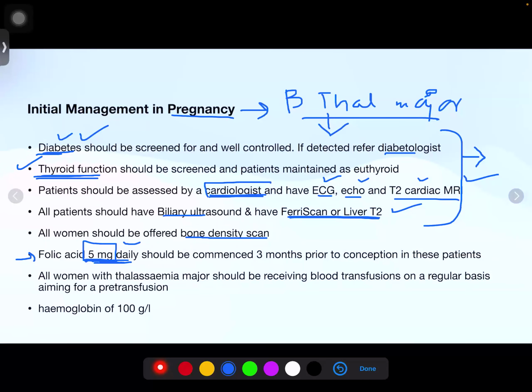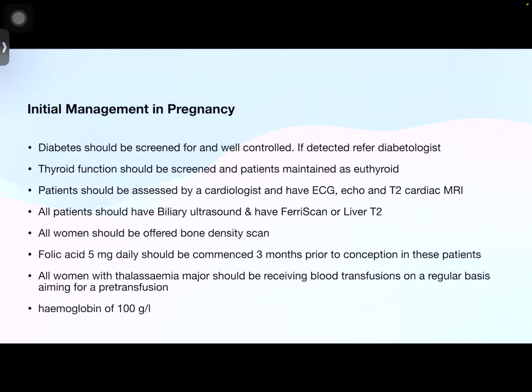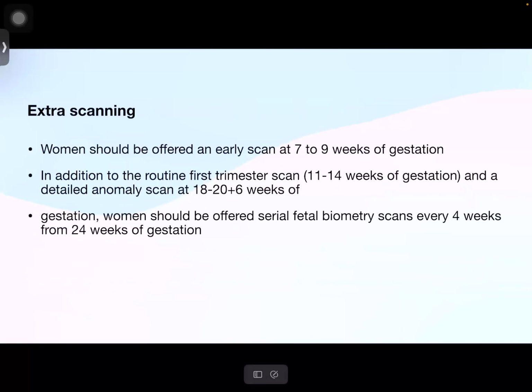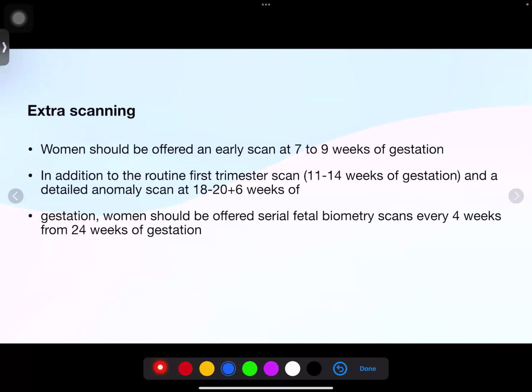Okay, so this is a high dose folic acid commenced 3 months prior to conception in these patients, and all women should be receiving blood transfusions on a regular basis for pre-transfusion hemoglobin of 10. Okay, so this was all the testing and all the management process you have to do. And the scan, what ultrasound scan should be done in this pregnancy. So the first scan, you always know that there would be the early scan to determine the viability, and then there would be a routine first trimester scan, that would be the dating scan.